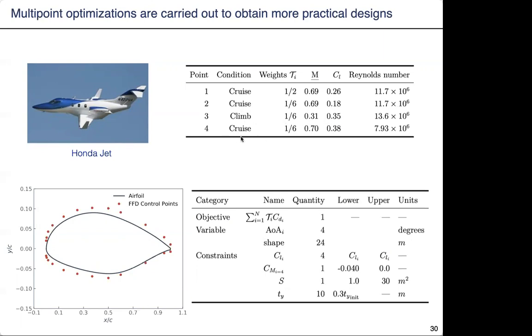For the point 4, it is included to limit the minimum pitching moment, which ensures that the trim drag penalty at high altitude and high Mach number is not that bad.